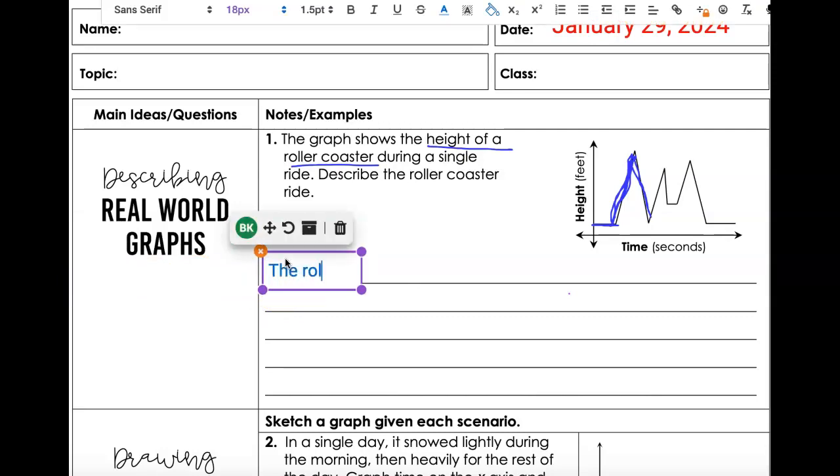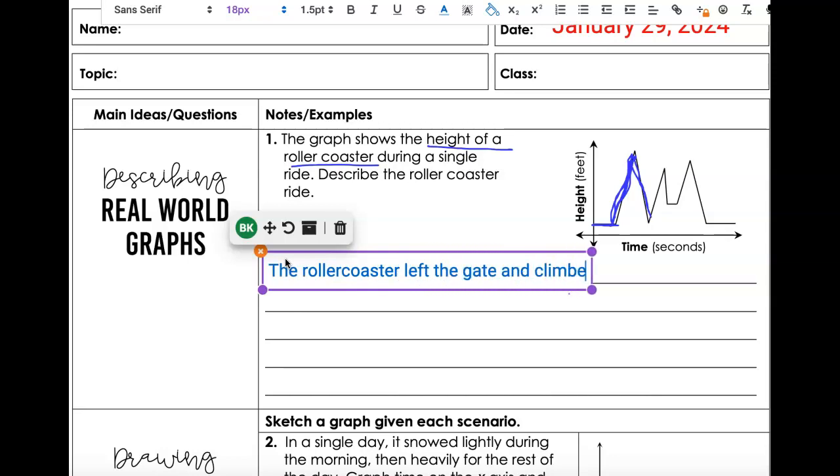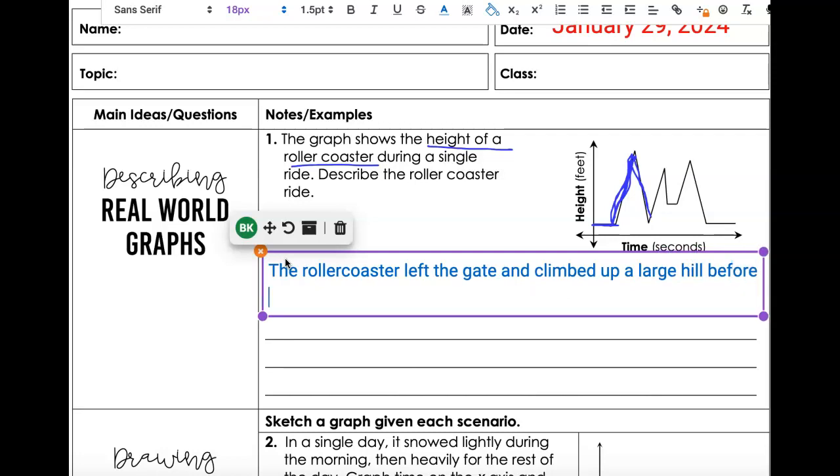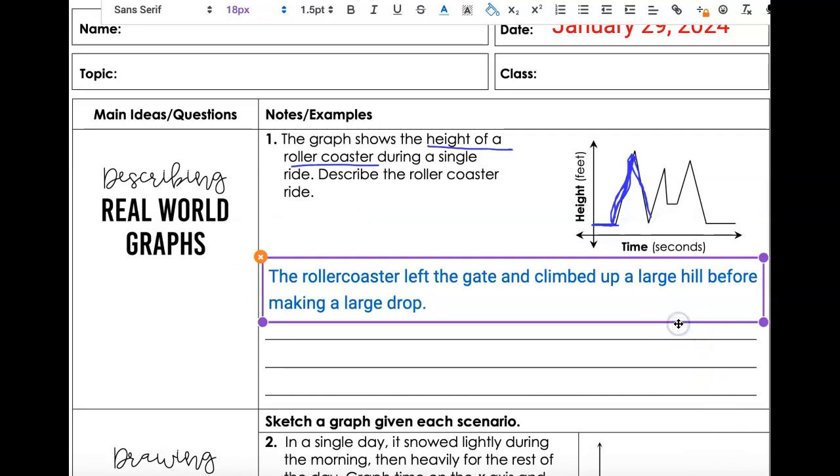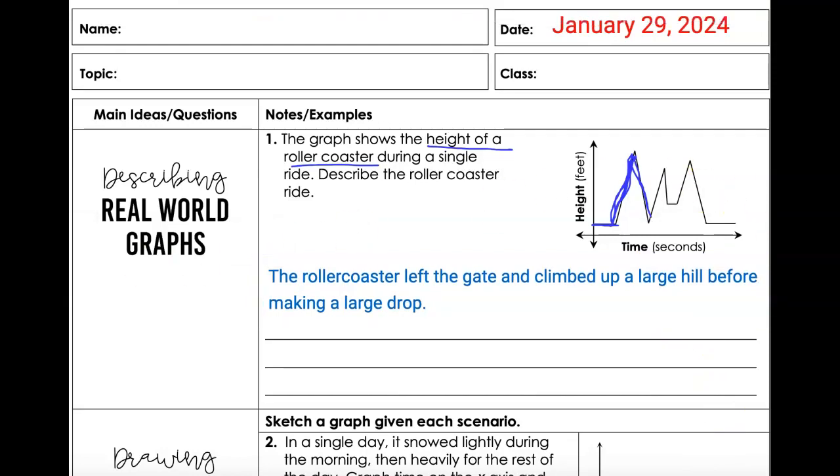So the roller coaster left the gate and climbed up a large hill before making a large drop. So the roller coaster goes up, gets to the top of the hill, turns and makes a drop. Then we can see that the roller coaster goes up again, but not quite as high, and then it makes another drop, but it's a much smaller drop. So we explain that.